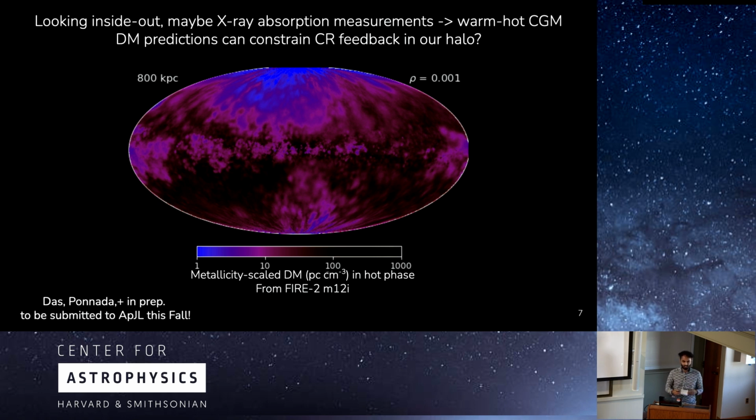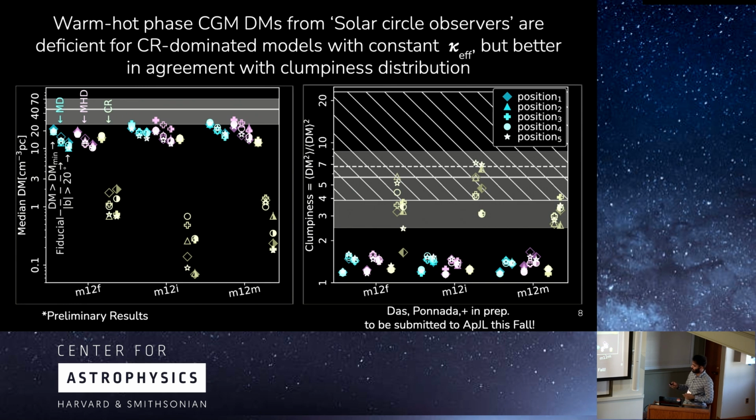Hopefully in 10 years we have 10 million FRB detections that we can do the same exercise with. But for now, we can try to probe the structure of the warm-hot phase of the CGM through these mock X-ray DM predictions and compare to what we know from X-ray absorption data. And so this is work with Sanskriti that's in preliminary work.